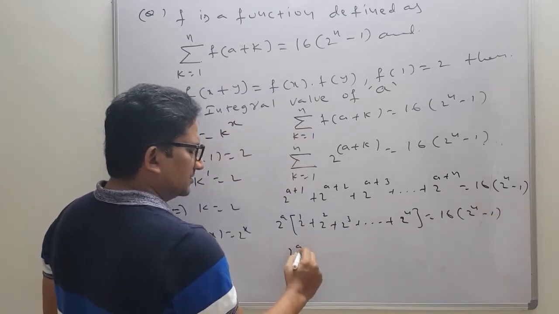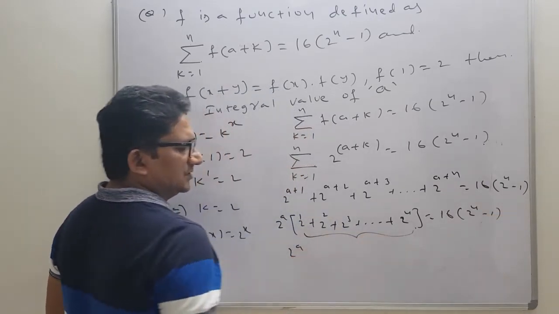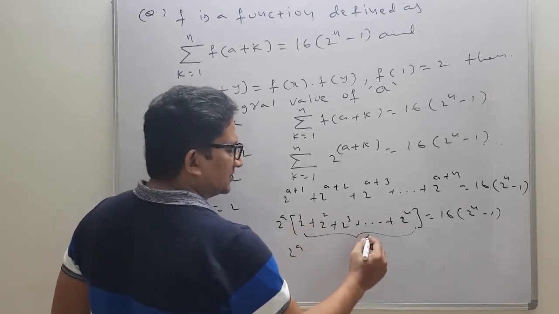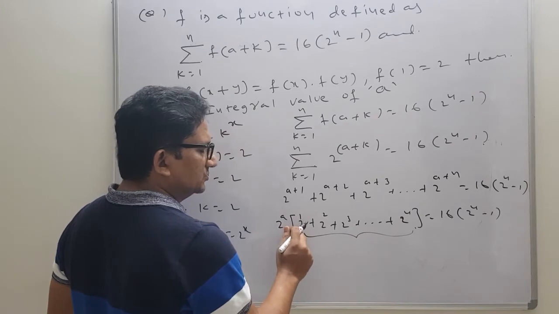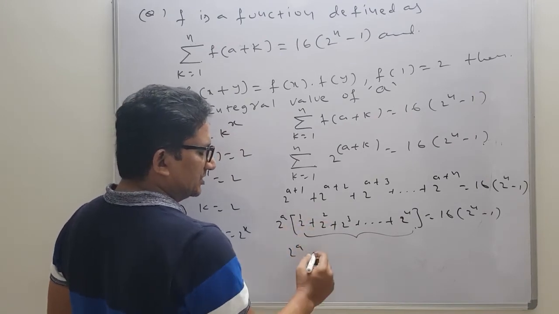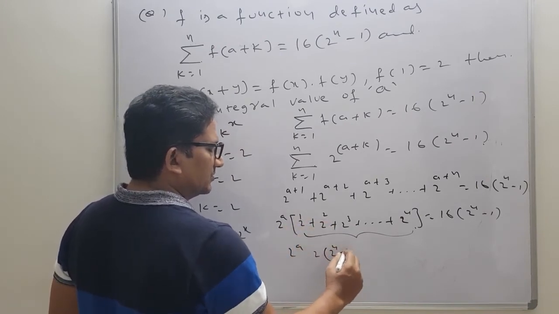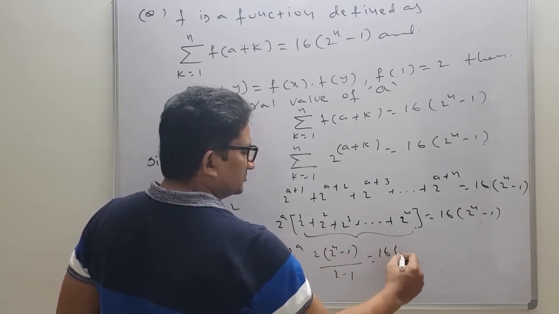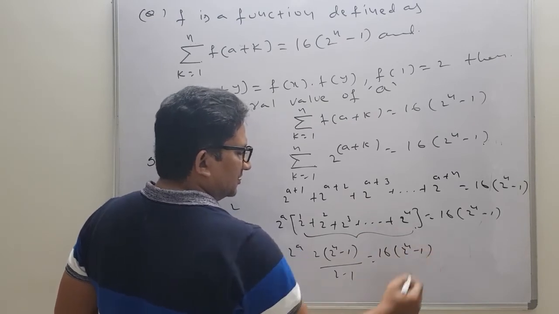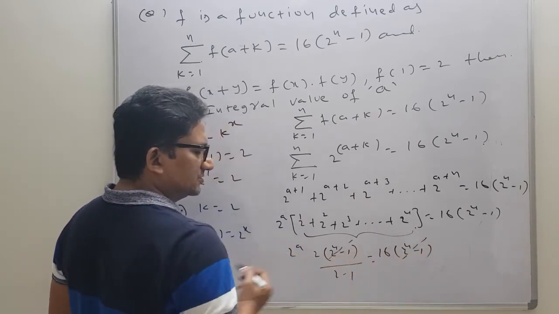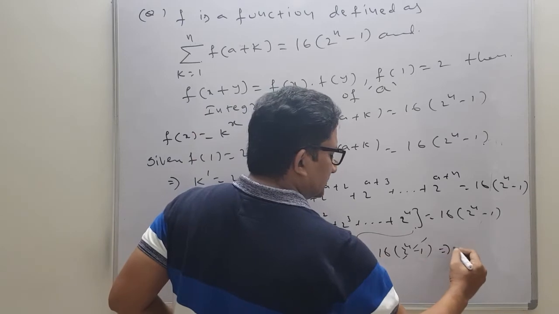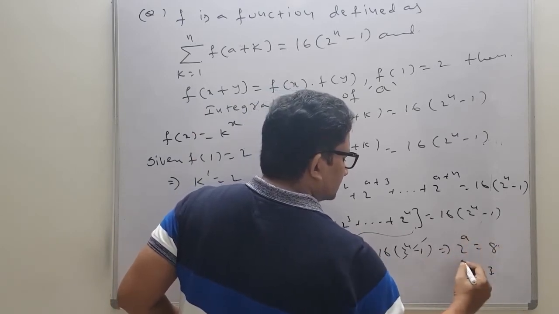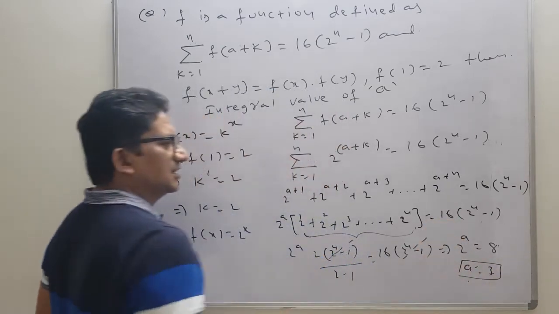So that is 2 to the power of a into, this is in GP. So this is in GP with first term as a and common ratio is, so I am writing here first term is 2 and common ratio is 2. So then we will get 2 into 2 to the power of n minus 1 divided by 2 minus 1 equals to 16 into 2 to the power of n minus 1. So 2 to the power of n minus 1 divides 2 to the power of n minus 1. That means we will get 2 to the power of a equals to 8. So then a equals to 3 is your answer.